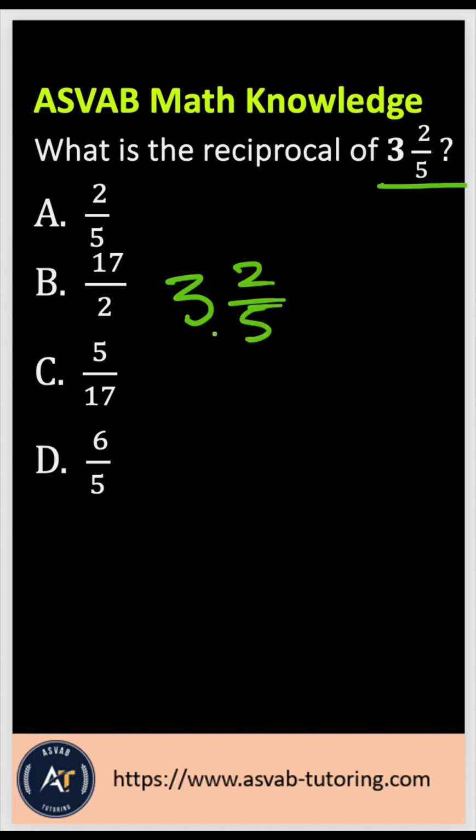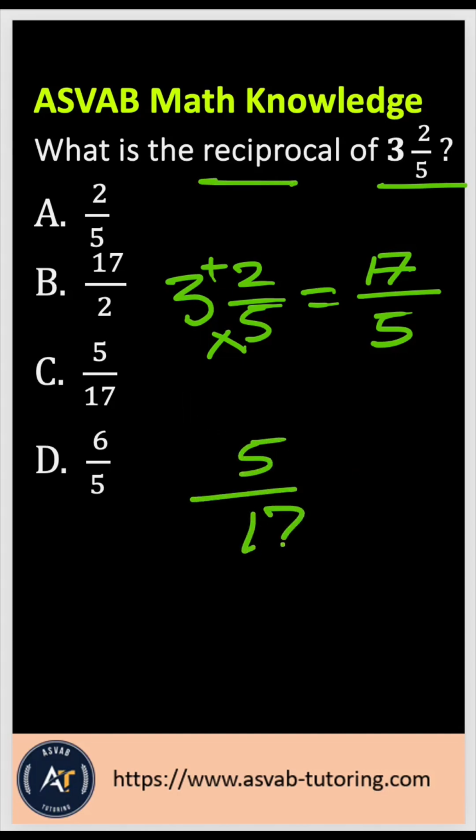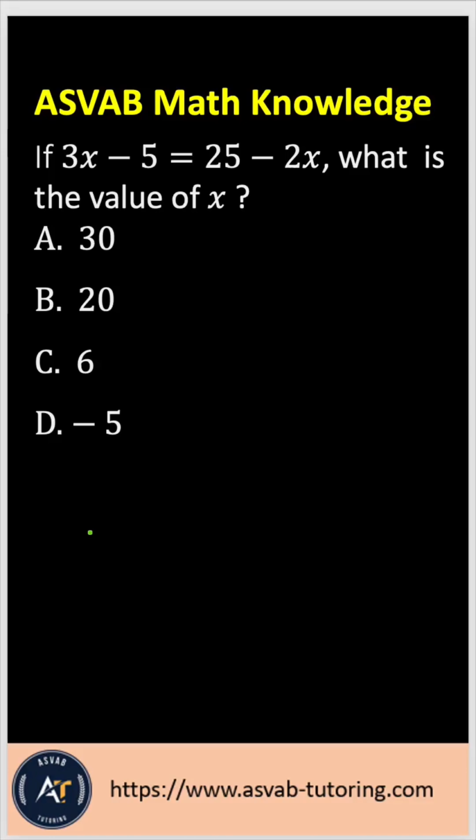What you have to do first, you have to multiply by the denominator and add the numerator. So that gives you 3 times 5 is 15, plus 2 is 17 over 5. So if you take the reciprocal of this number, that gives you 5 over 17. So the correct answer is option C. Let's practice another very important question you might see on the actual ASVAB test.